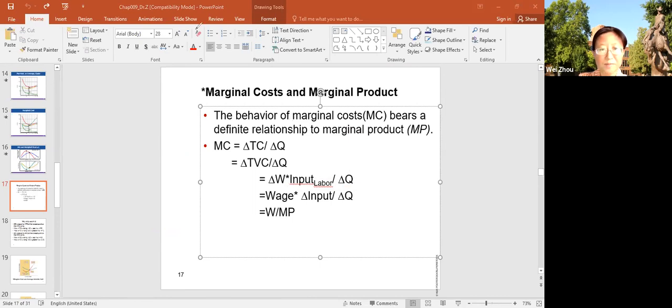Okay. So remember, total product, marginal product. We said the marginal product goes up until it reaches the maximum point, then it starts going down. Of course, it changes from positive to negative. That is where total product goes up and then goes down.